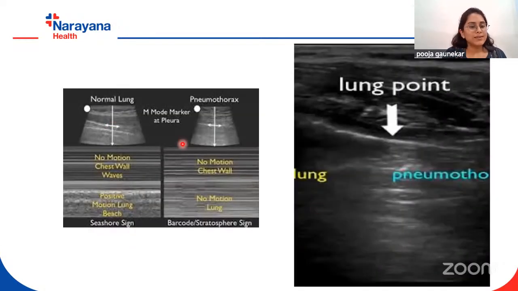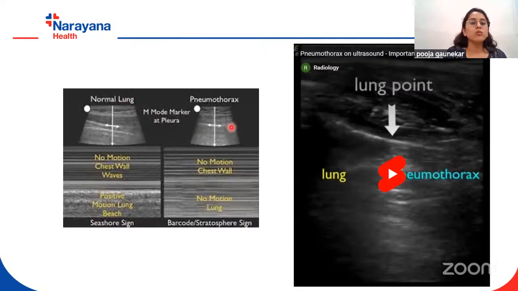So coming to the next slide. This slide shows us pneumothorax. Now if you put an M mode across a normal lung, you will get the seashore sign. If you put it in a child with pneumothorax, you will see a barcode or stratosphere sign. So the upper part is the immobile chest wall and the lower part is again immobile lung because there is no movement there because of the pneumothorax.